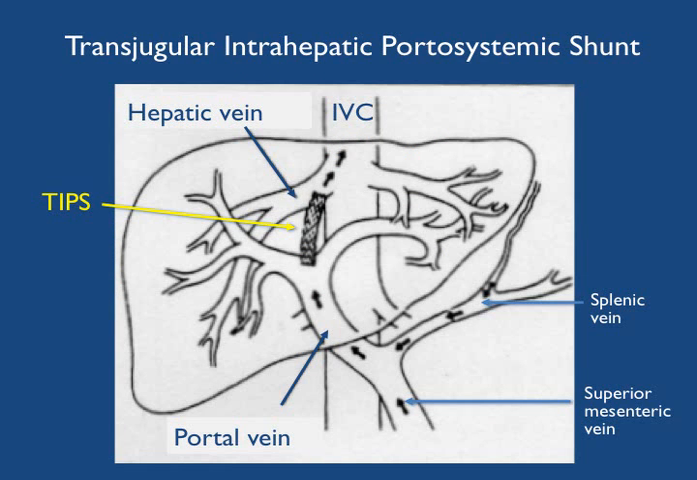This next slide demonstrates the transjugular intrahepatic portosystemic shunt, which is placed by experienced interventional radiologists. It provides a low-resistance shunt to blood, reducing portal pressure. It will also, of course, decompress varices and prevent variceal bleeding.